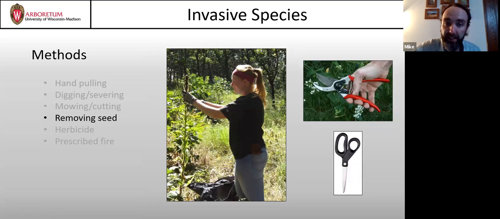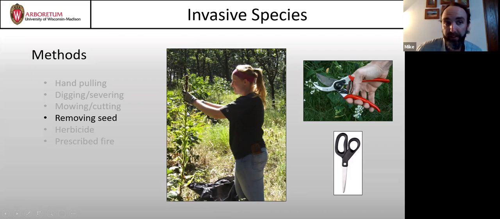Sometimes just removing the seed from the plant is all you have to do. So here's one of our student workers cutting the seed heads off of a common mullein plant. And in this case, maybe it was too hard to pull. Maybe we just missed it and we came back later in the season, and an easy way to deal with it is to just cut those seed heads off and bag them up and remove them from the site.